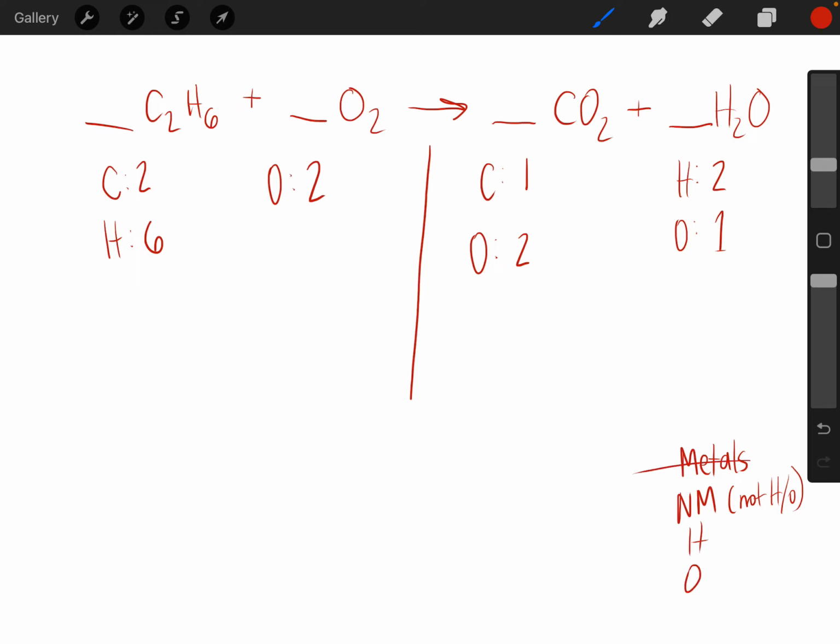We don't have any metals here, so we can move on to non-metals that aren't hydrogen and oxygen. That means we're going to start with carbon. Right here we have 2 carbons, right here we have 1 carbon. What we're going to need to do is multiply this CO2 by 2.